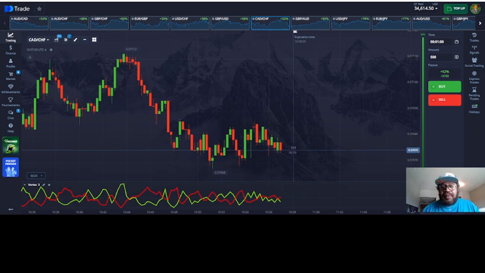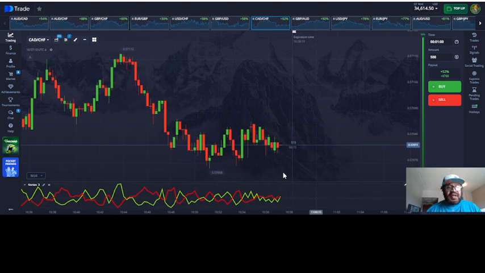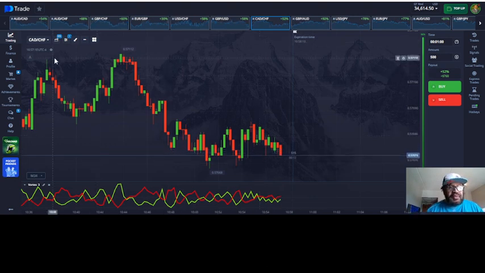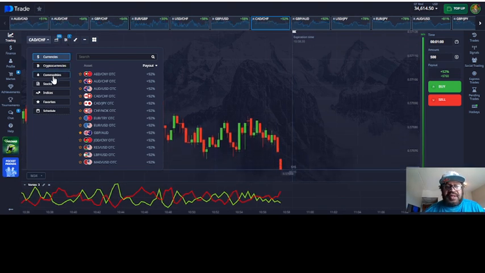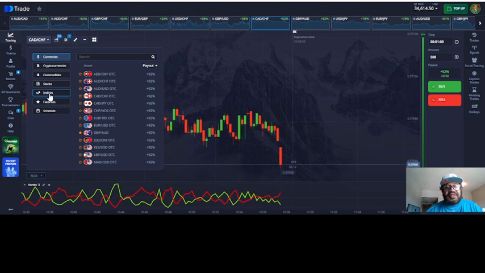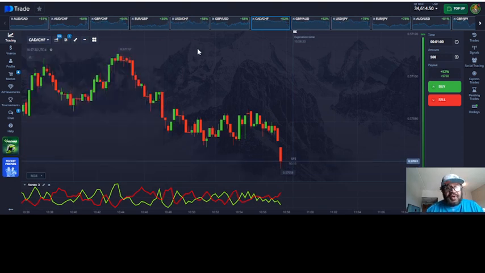Today I'm going to be trading regular currency pairs utilizing one indicator, and that is the Vortex indicator. If we go to our trading platform here, Pocket Option, and click on the assets icon, Pocket Option has various assets available to trade. We have currencies, cryptocurrencies, commodities, stocks, and indices. Today, I'm going to be focusing on regular currency pairs.